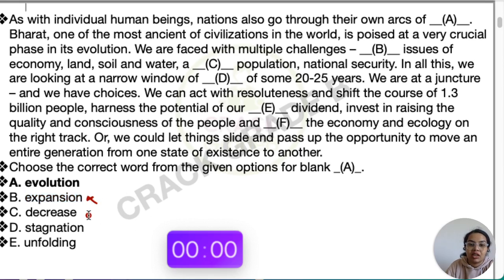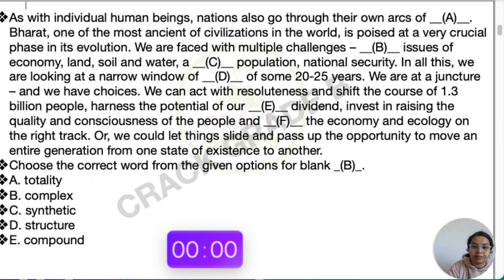So that's why expansion decrease. No, stagnation is a point where things are not flowing ahead, and that's why they are rotting. Okay, वो rot हो रही है, खराब हो रही है, spoil हो रही है. Unfolding is to reveal something. Something is getting unfolded is when something is coming in front of everyone. So we are comparing nations just like human beings. Both of them can evolve, and that's why answer is evolution, where the change happens for the betterment.